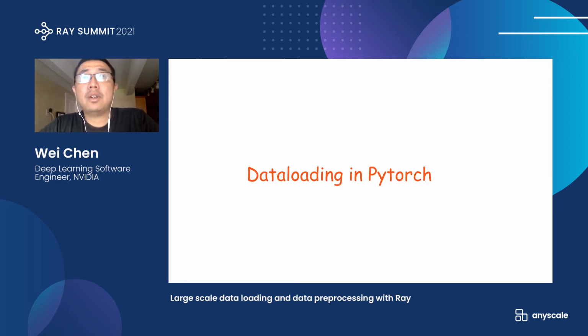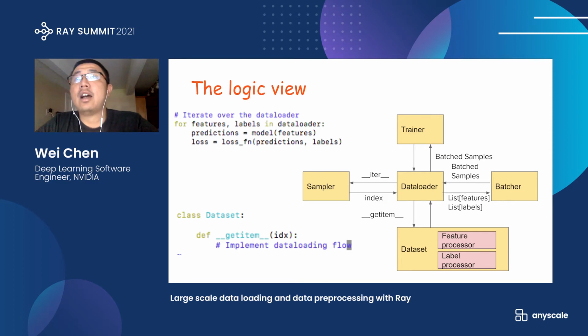Next I will introduce our data loading experience with PyTorch. Basically, this is how the PyTorch data loader looks. In the data loader, it has these components. First, we have the sampler. The sampler basically shuffles the indices of the training samples, and returns the index for each item.